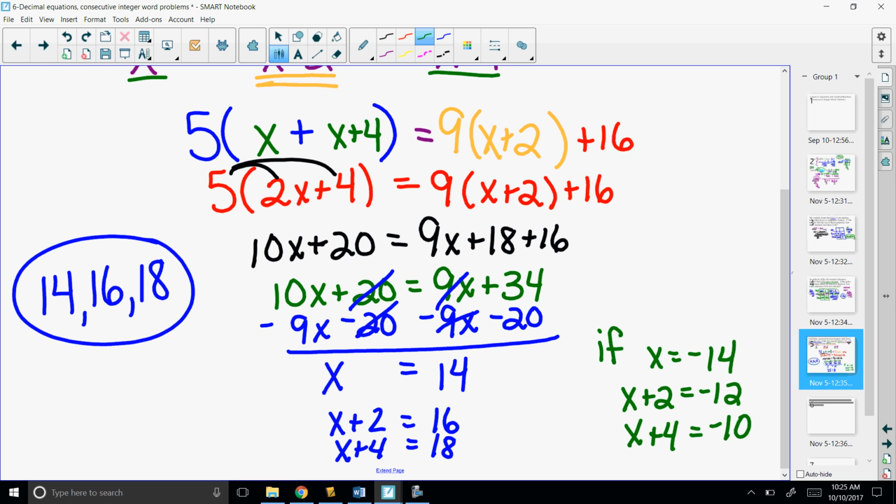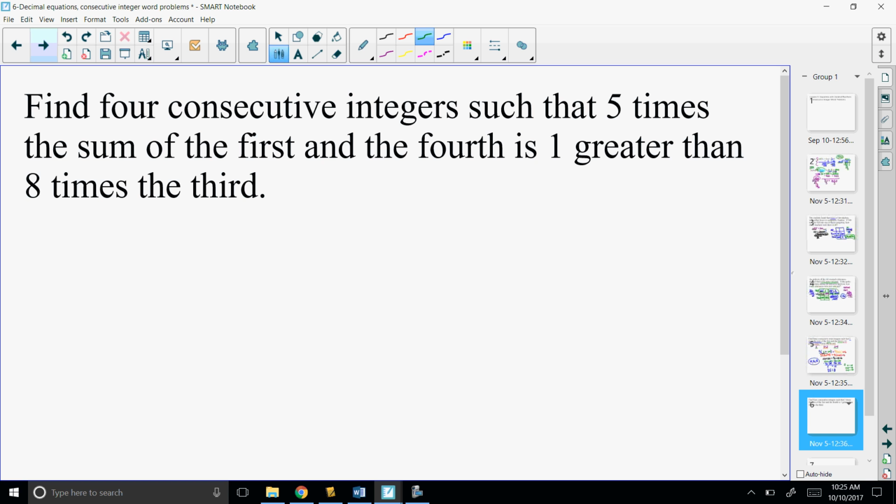Ready for another example? The next example. Find 4 consecutive integers such that 5 times the sum of the first and the fourth is 1 greater than 8 times the third.